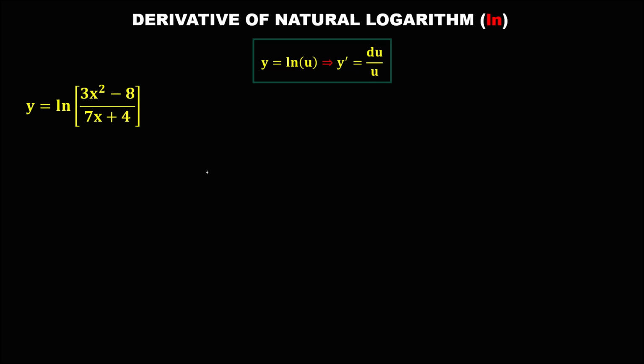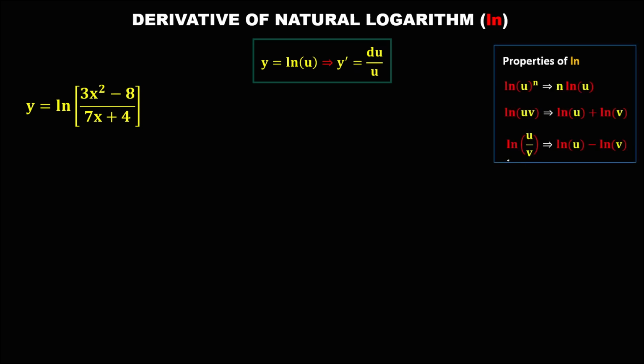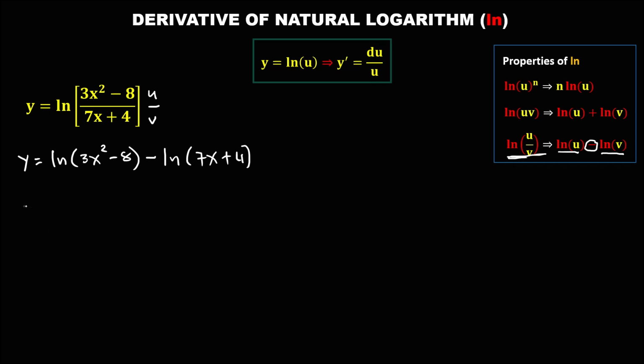Then for this given, so using the quotient property of logarithm, this is equal to ln u minus ln v. So this is u over v. So we can write this one as y equals ln 3x squared minus 8. Then again, in the quotient property, this one is minus, so minus ln 7x plus 4. Then to find now the derivative for every term.